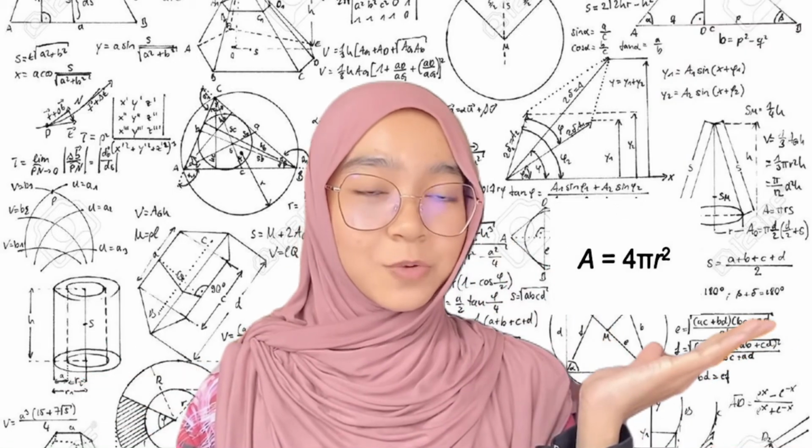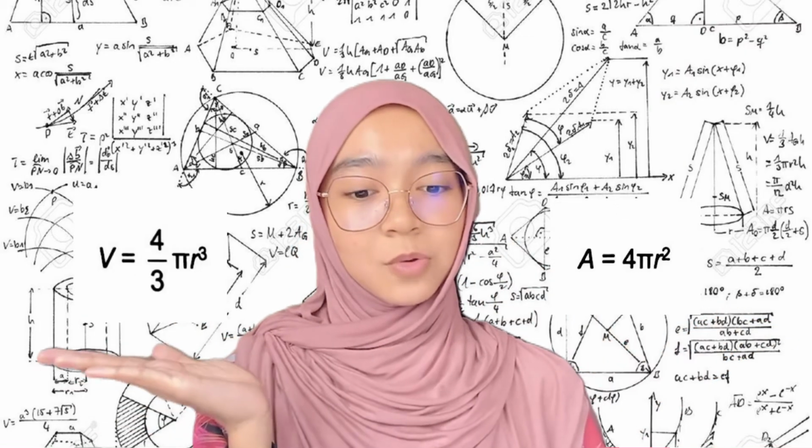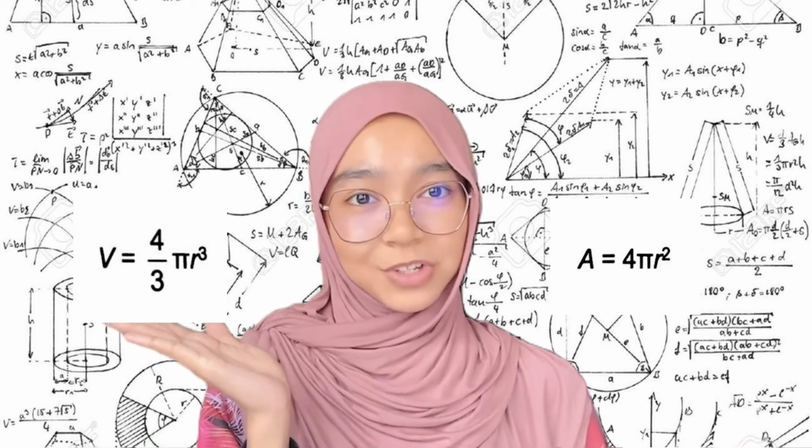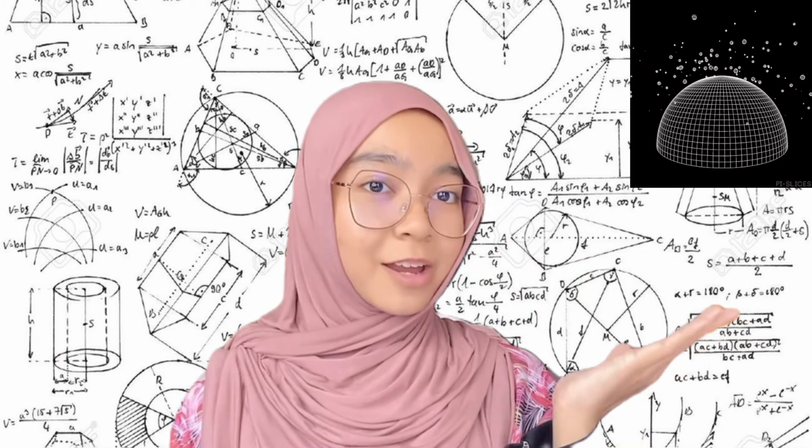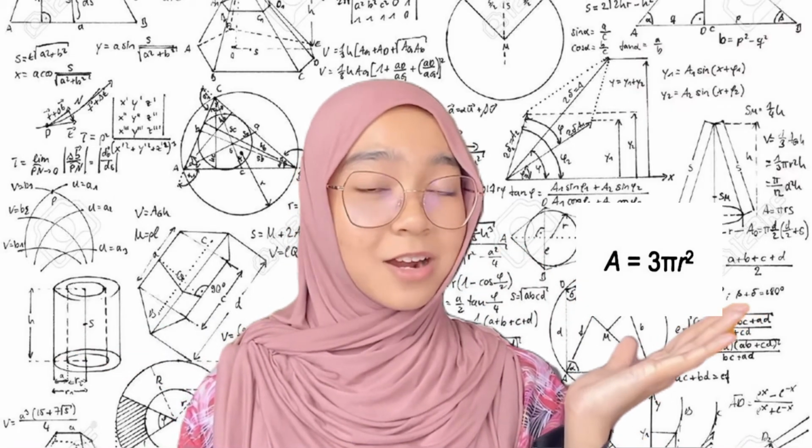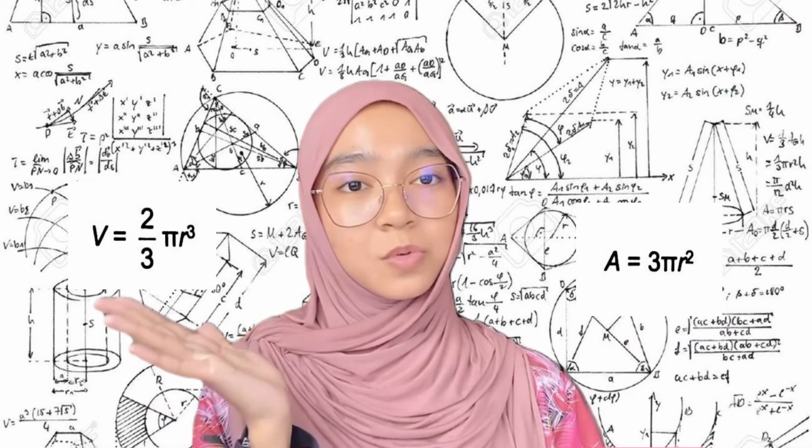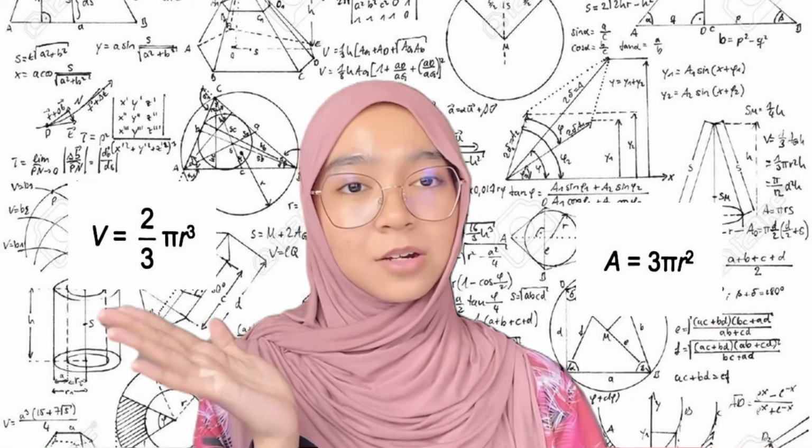Sphere: area equals 4 pi r squared, volume equals 4 over 3 pi r cubed. Hemisphere: area equals 3 pi r squared, volume equals 2 over 3 pi r cubed.